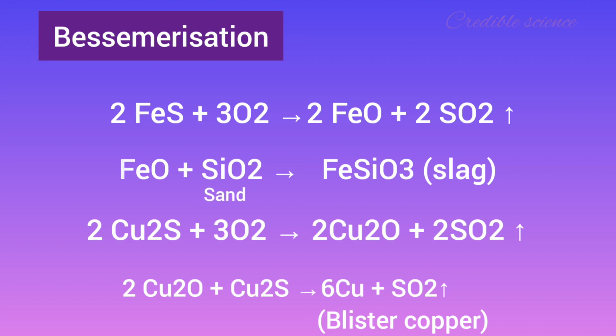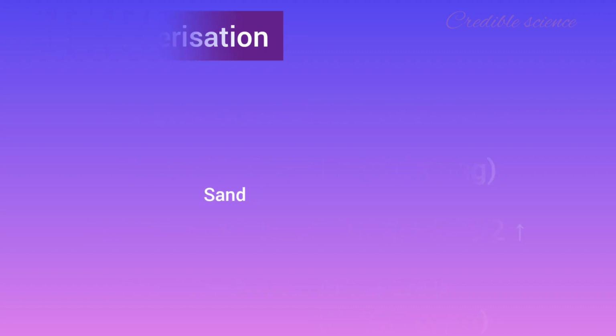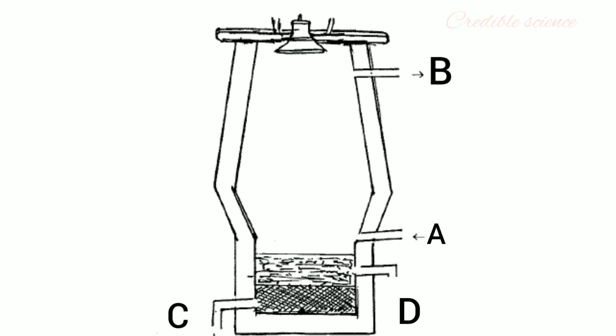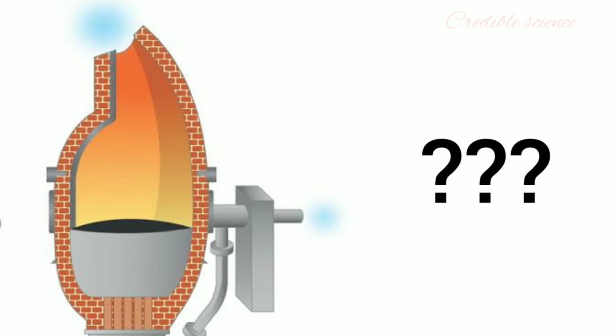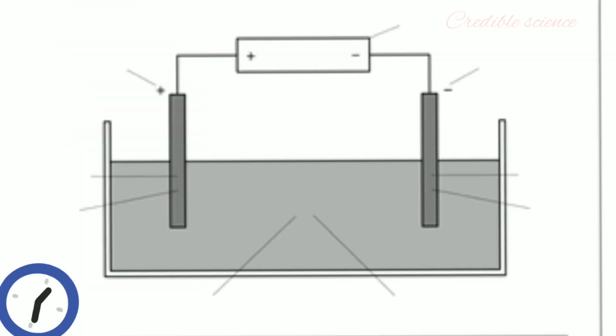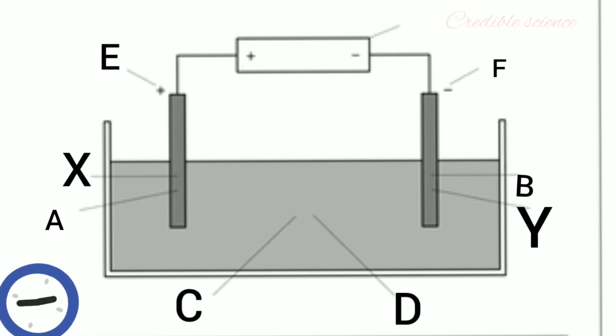Let me check how much you have understood the metallurgy of copper. Identify the furnace and label the parts. What is this? What reaction takes place here? And what is the product formed there? Identify this process and also try to label the parts.